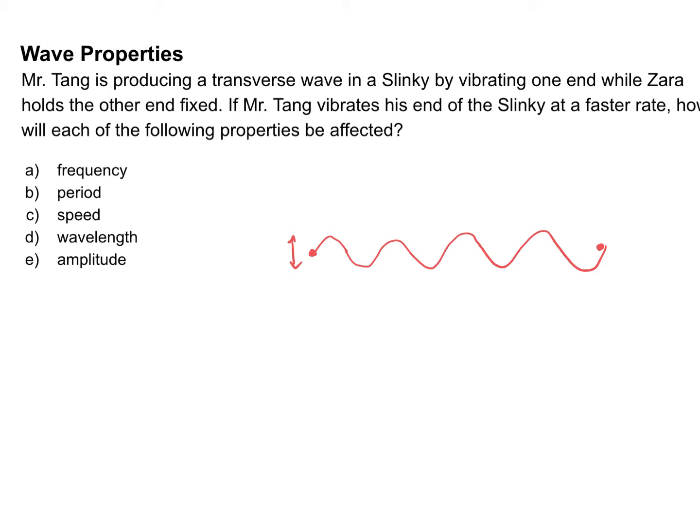I'm doing it at a certain frequency, making some sort of a pattern, and then I'm going to change. I'm going to vibrate my end of the slinky at a faster rate. So what's that going to do to these 5 properties here? Well, the frequency, just by definition, is going to increase.